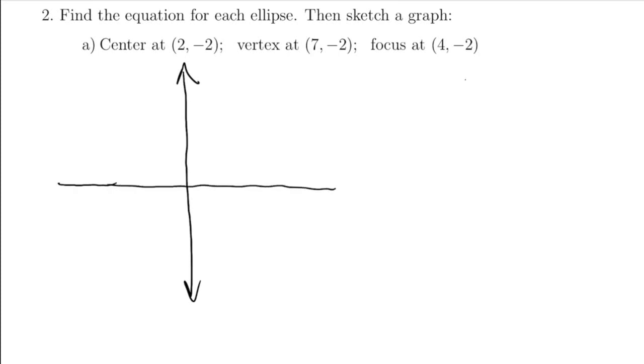But I'm going to draw my x and y axis here. And I know that my center is 2, negative 2. So I'm going to plot that first. 2, negative 2, and I'll do it in blue. So this is my center. I have a vertex at 7, negative 2. So 3, 4, 5, 6, 7, negative 2. So this is a vertex here. And then I have a focus at 4, negative 2. That's here. So now I can tell that all of these fall on some horizontal line.